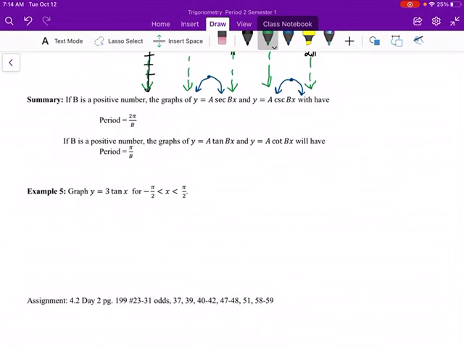So for this, if b is a positive number for secant or cosecant, you can still find the period the same way we found it for our sine and cosine functions, which is just 2 pi over b. And then for tangent, we can find our period by pi over b. That one's a little bit different. If you remember when we graphed those, that had a period of pi for the original function. So to find the new period, we would just take pi over b, and that works for both tangent and cotangent.